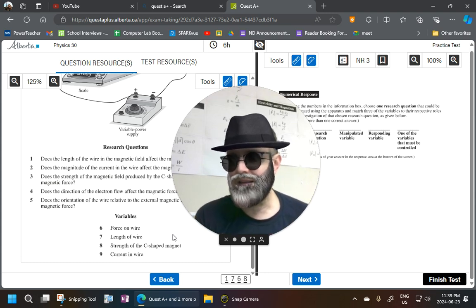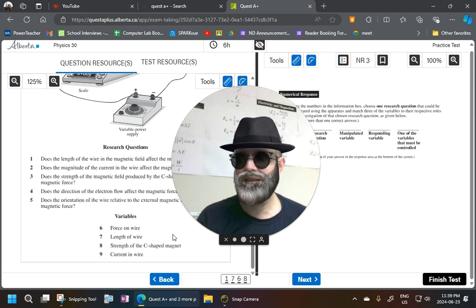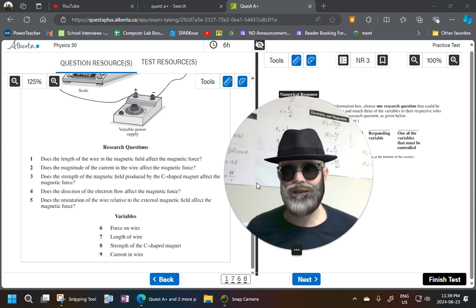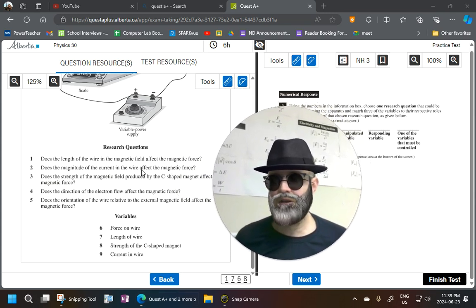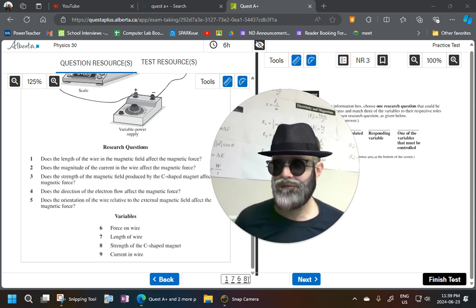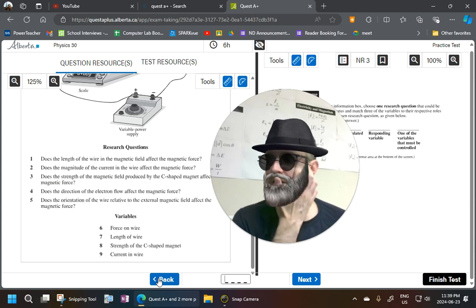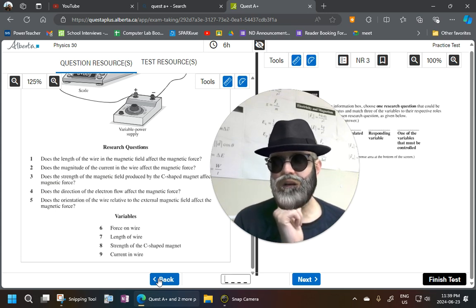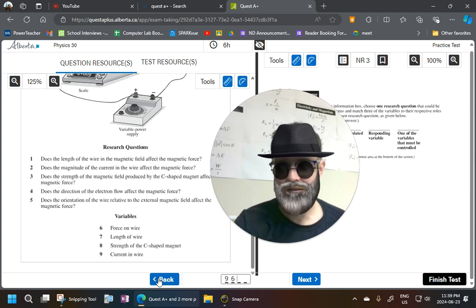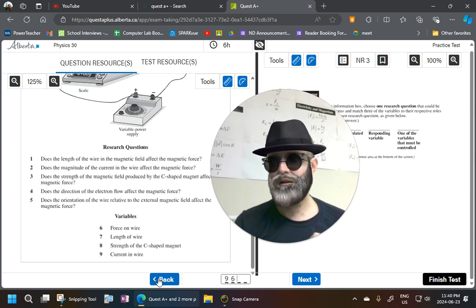It could be 9 on the end, right? But I could have picked any of these other ones too. Like, does the magnitude of the current affect the force? So if I want to do that one, I can go back here and change it. So does the current, so 9, does it change the force? 6, sorry.